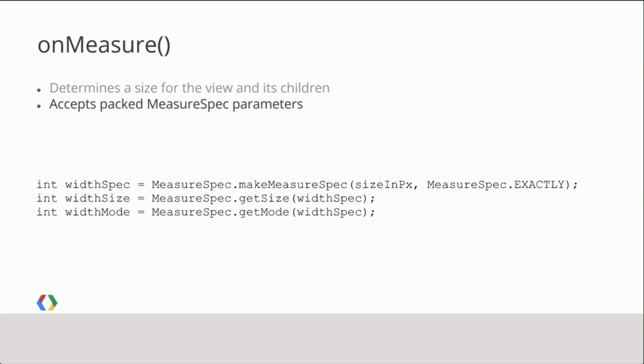So the parameters to onMeasure are these packed measure spec values. They're packed into a 32-bit int. So the makeMeasureSpec method goes ahead and packs a size and a mode code into these values. And then the getSize and getMode methods listed here unpack them for you. And we'll go ahead and talk a little bit more about measure spec modes in a bit.